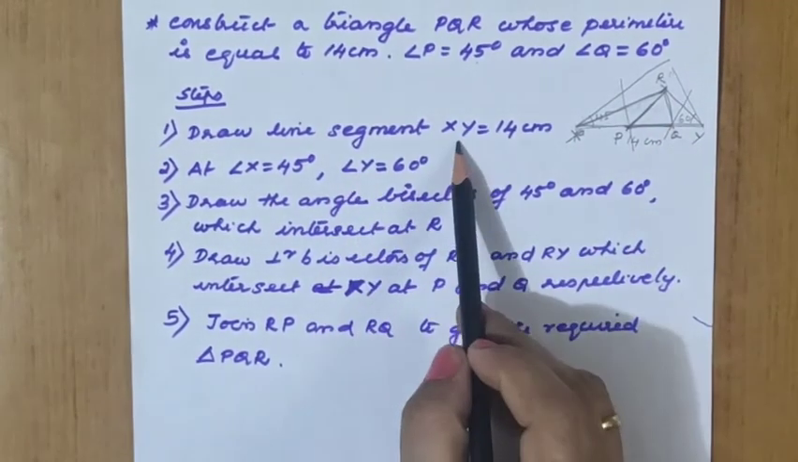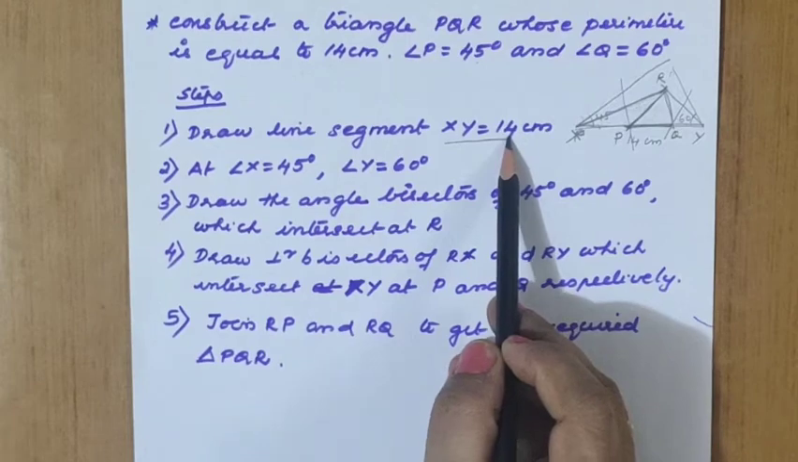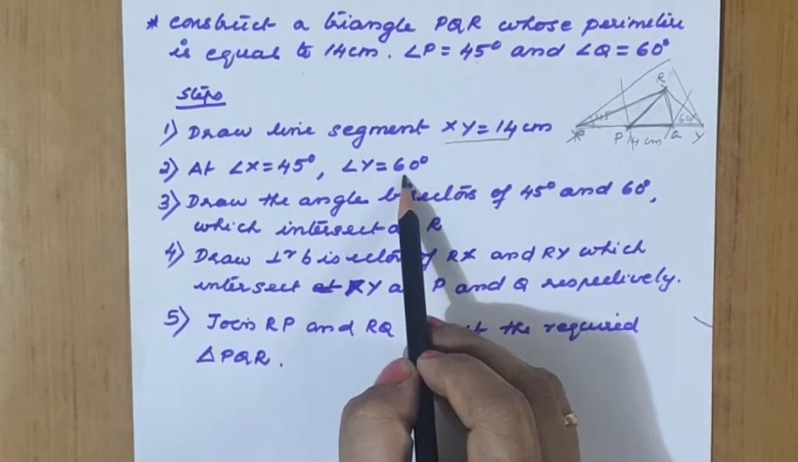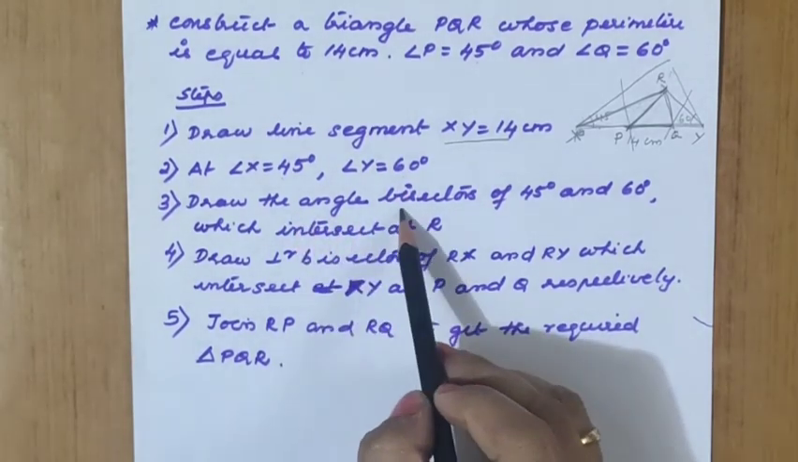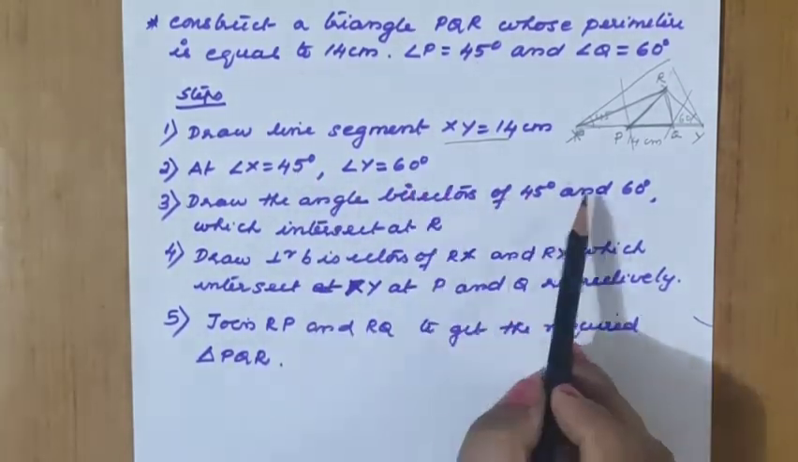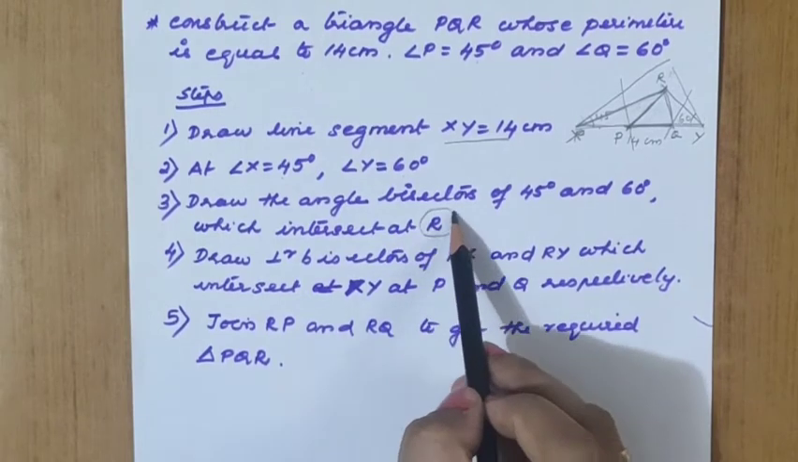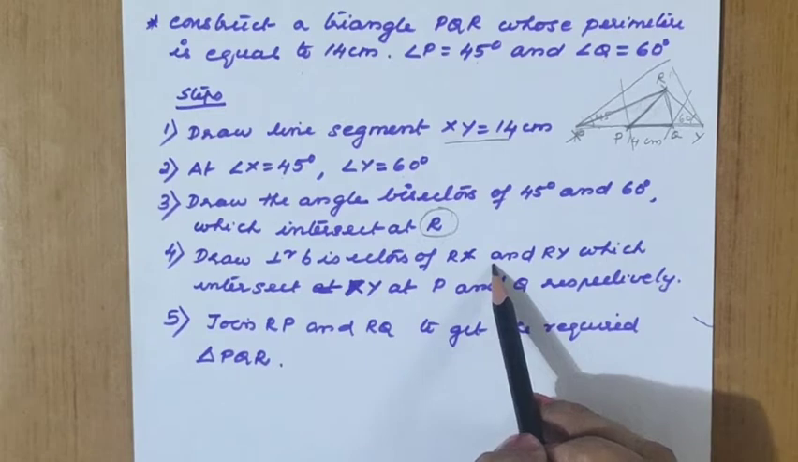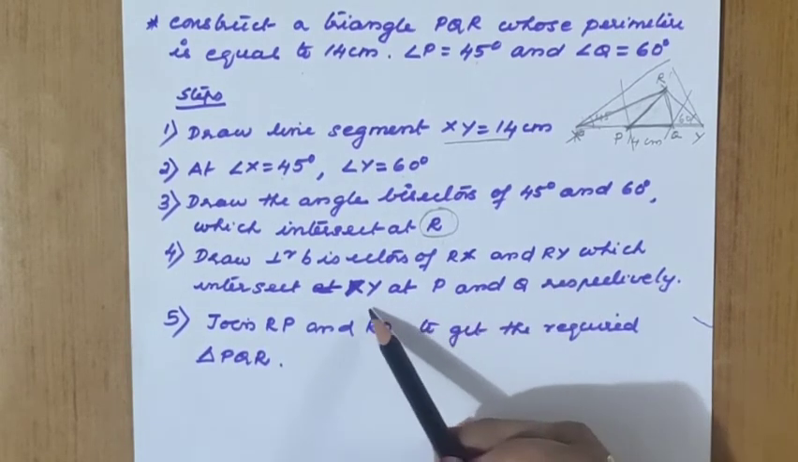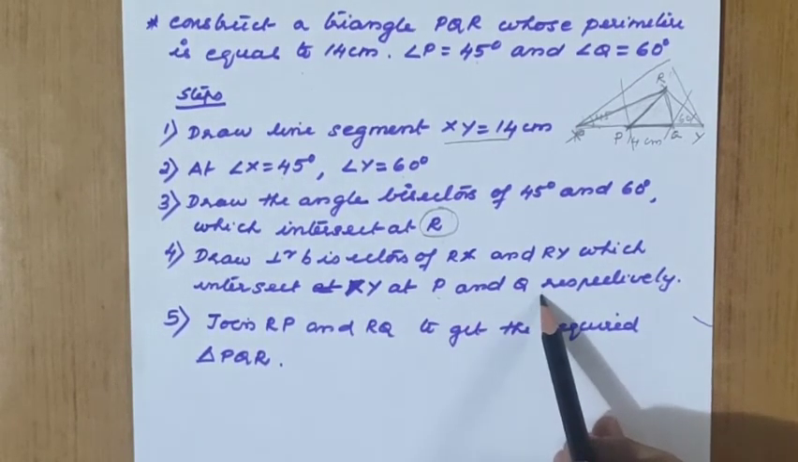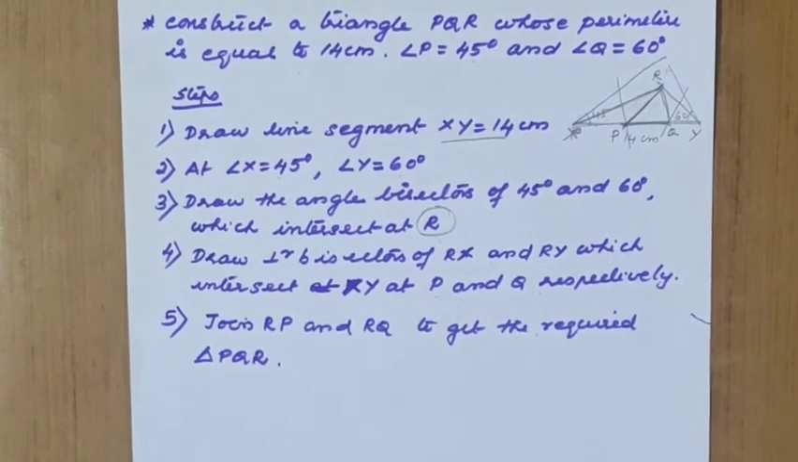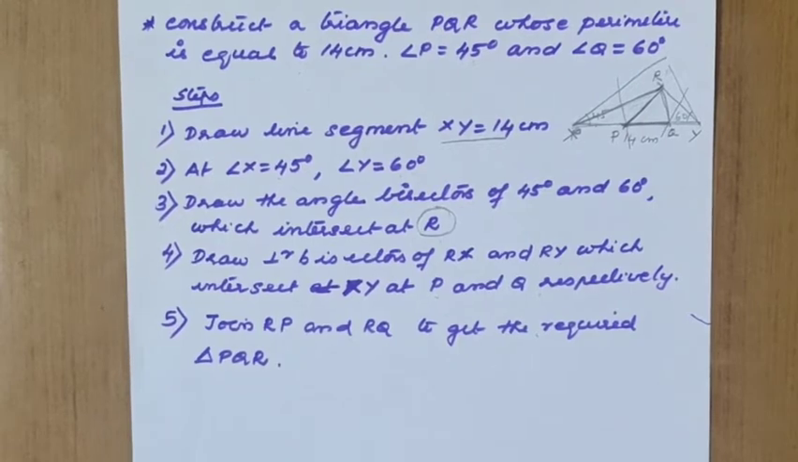So again see the steps. XY 14, right, perimeter length. Now 45 degree and 60 degree angles constructed respectively. After that, angle bisectors of 45 and 60 to be drawn which intersect at R. Once we got R, what is the next step? Draw the perpendicular bisectors of RX and RY which meet XY at P and Q respectively. Join RP and RQ to get the required triangle PQR. Now we can go for the construction, then you can see it correctly.